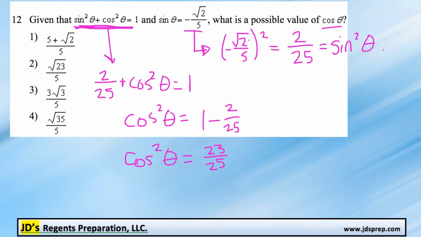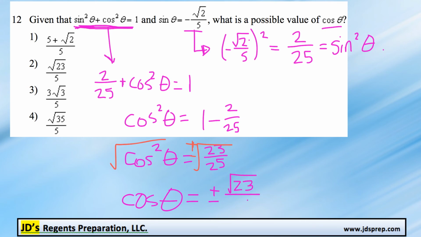Now, just to figure out what cos of theta is, we just need to square root both sides. And while we're doing that, we need to remember that we're taking both the positive and negative square root of 23 over 25. So in the end, cos of theta is going to equal both the positive and negative of root 23 over root 25, which is, of course, just 5. So we can see that there are actually two values of cos of theta that could work for this equation, but in our 4 solutions, option number 2 is the only one that matches what we got.